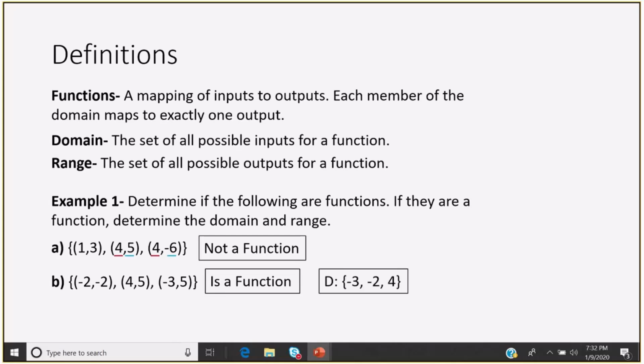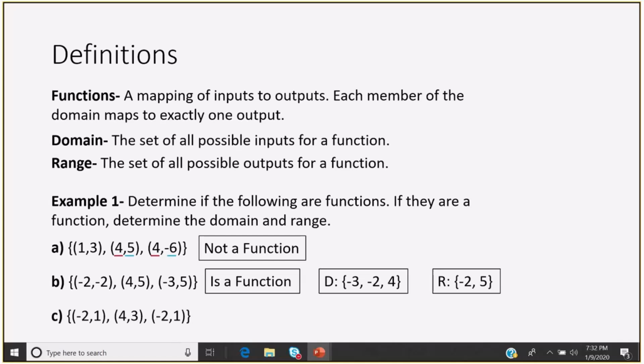And then the question asks, if it is a function, what's my domain? My domain is my set of all possible inputs. So in this case, my domain is -3, -2, and 4. Those are found by just looking at the x values of those three points. And I asked for range as well. My range is all of my outputs, so that's -2 and 5. Notice how the 5 is repeating. You don't repeat values when writing the range. You only need to write it once.